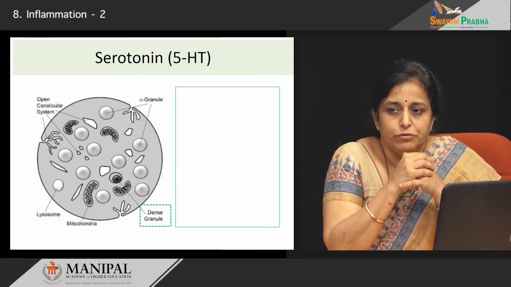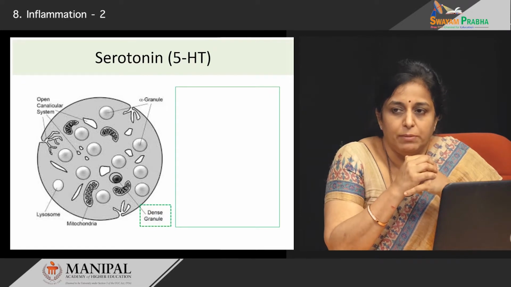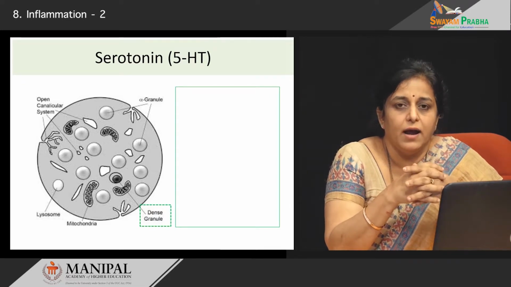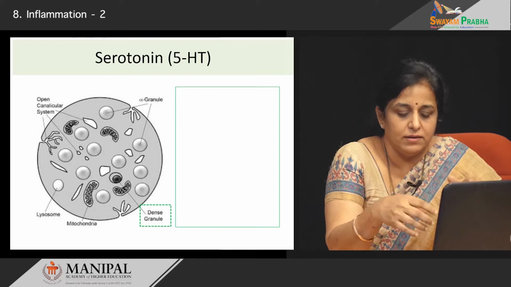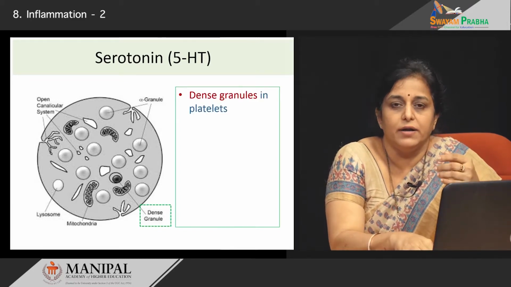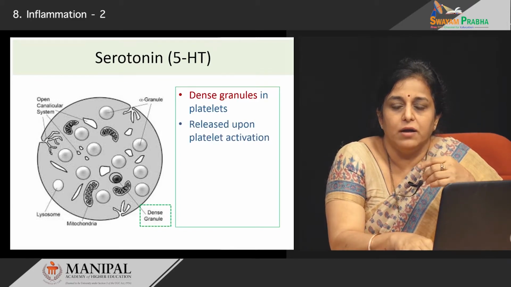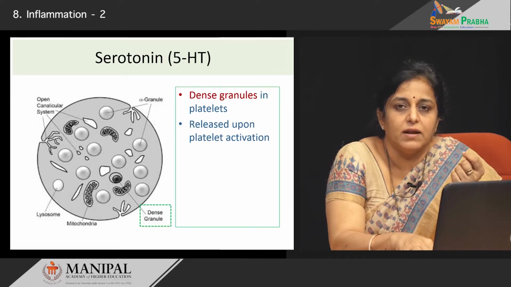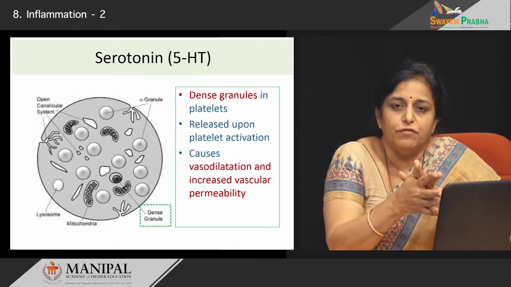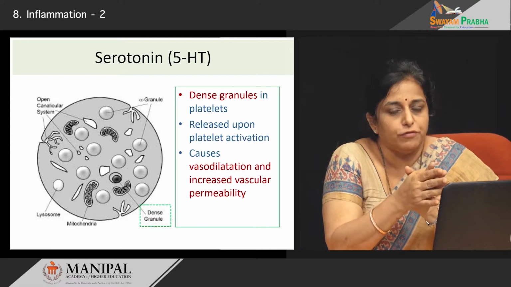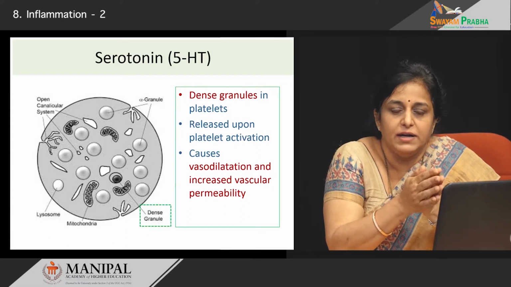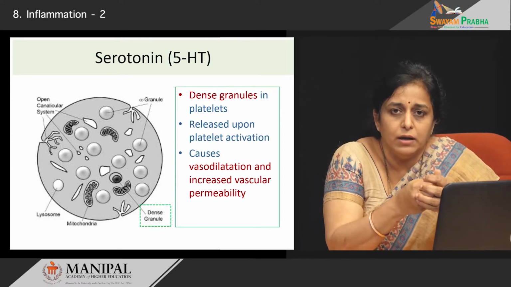Serotonin or 5-hydroxytryptamine is present within the platelets in a preformed state, and the platelets start releasing serotonin when they are activated in case of inflammation. They are present within the dense granules of the platelets, and the effects of serotonin are the same as those of histamine. They bring about vasodilatation and increased vascular permeability.